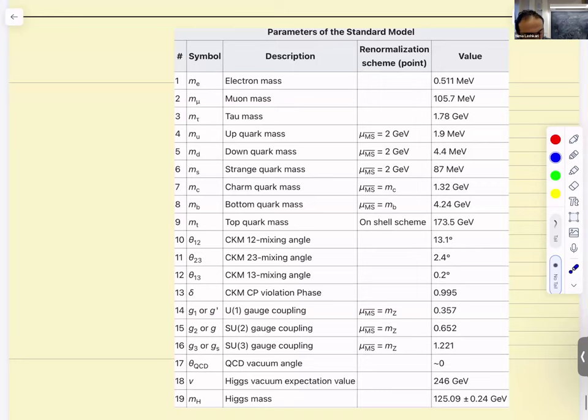Where is the QCD theta? Oh, this is 10 to the minus 9. Less than 10 to the minus 9. Explicit CP violation. By the way, CP violation physics has been seen, right? That's all I'm going to say. And the Higgs boson is 125 GeV. That's the mass of the Higgs. All right. You notice that these numbers are small-ish.